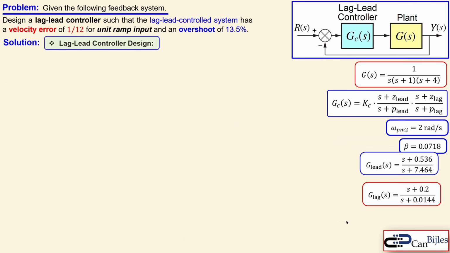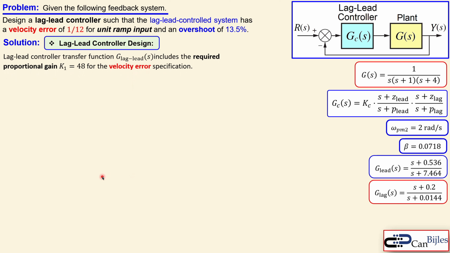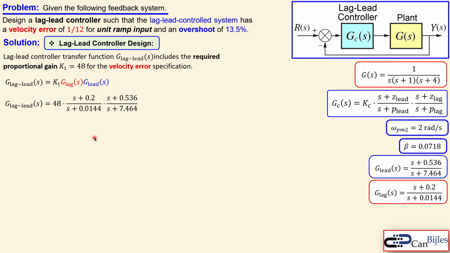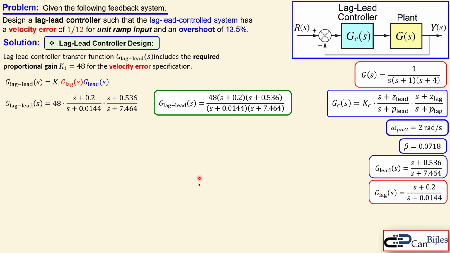Now taking these together, we have the Kc, which is 48, the g lead transfer function shown here, and g lag. Now we can multiply that together. We have our transfer function for the lag lead controller. So the lag lead controller transfer function includes the required proportional gain K1, which is 48 for the velocity error specification. And now the multiplication of the 3 parts, you will get this transfer function. And when you combine them together in one fraction here, you get this transfer function.